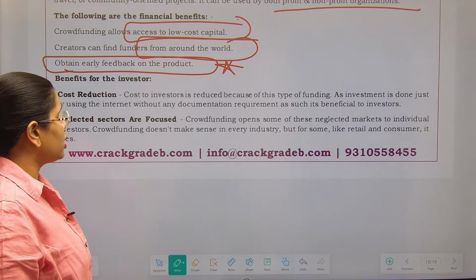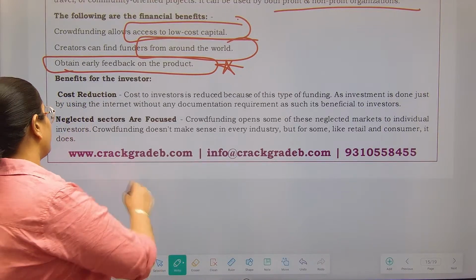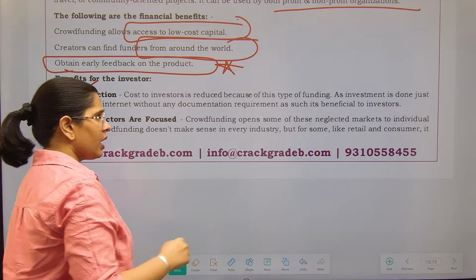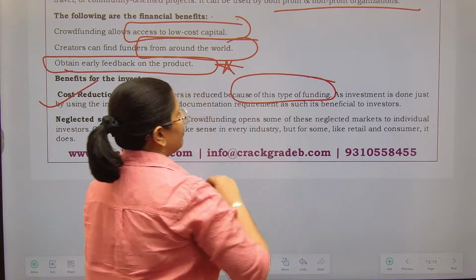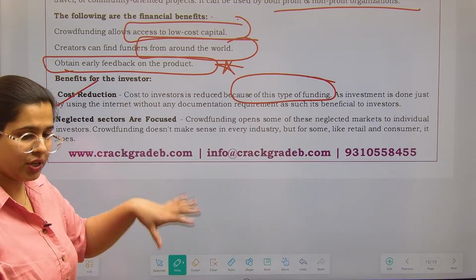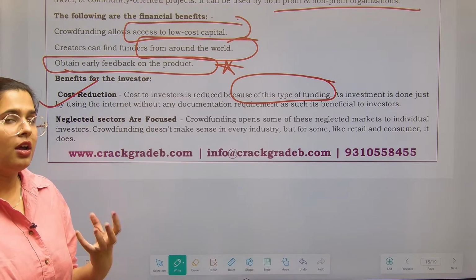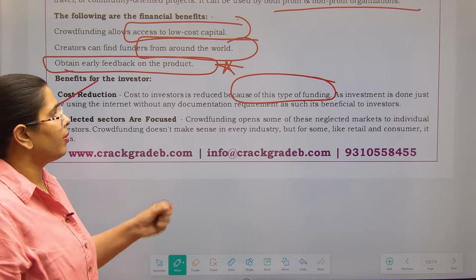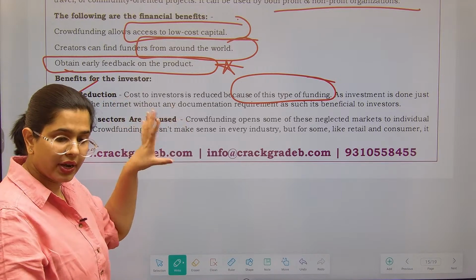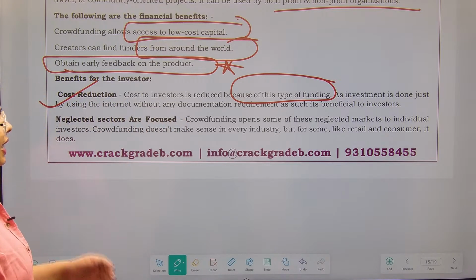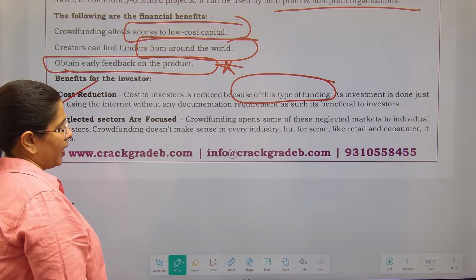Next, what are the cost benefits for the investor? Obviously cost reduction. Imagine you are investing through a stock exchange, and imagine you are giving the investment for this crowdfunding-related thing, right? In comparison, the cost of funding over here is very, very less. Then we have neglected sectors. They are focused over here.